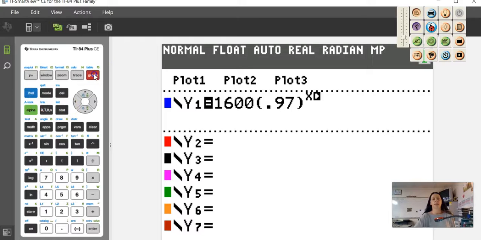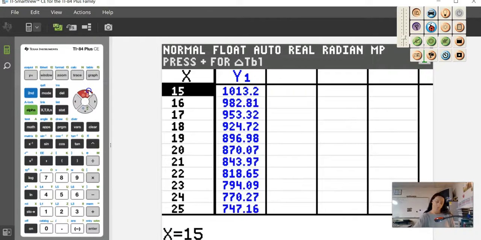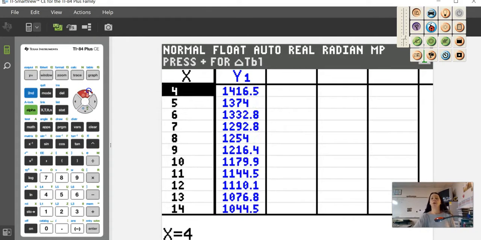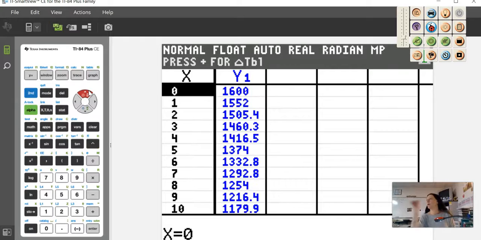So when you go into the table, don't forget you're not going by 1. So don't figure out where it is at 1. Figure out where it is at 4, at 8, at 12. So at 0 years, there's 1,600 people. So go to 0, 1,600 and put a dot.